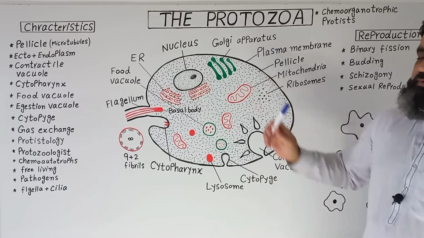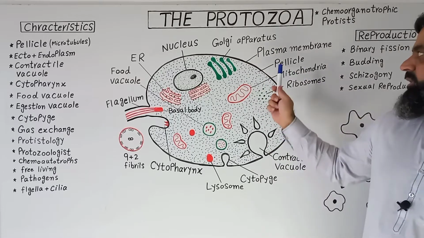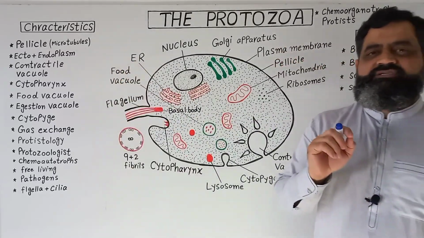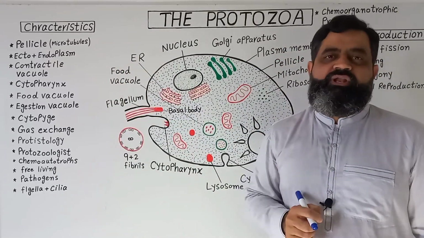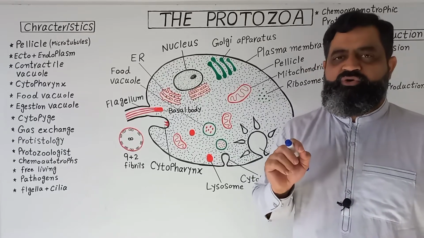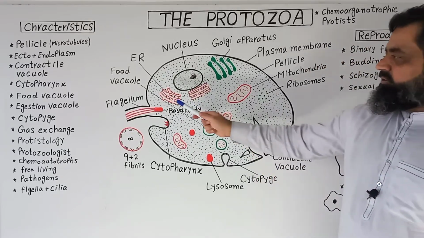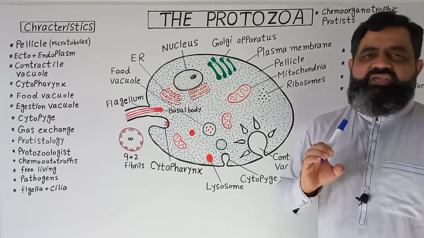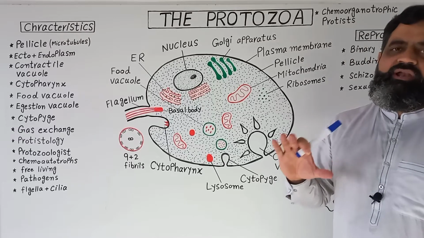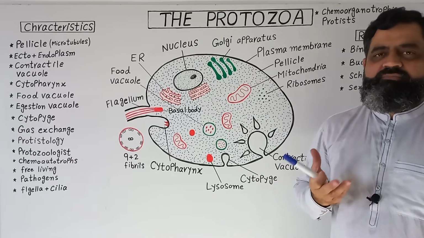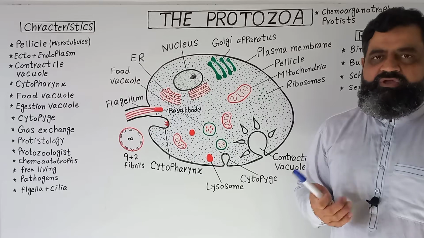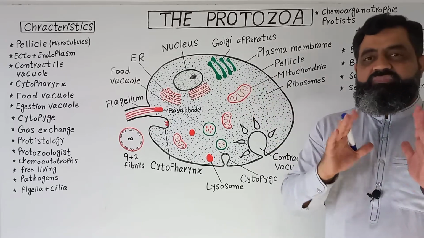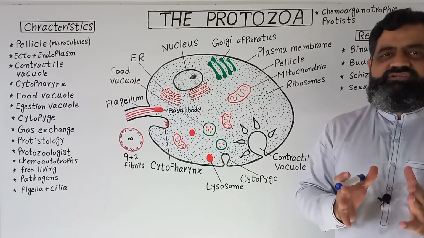Just beneath the plasma membrane, there is another layer which is known as the pellicle. Pellicle is made up of microtubules. Microtubules are specialized tubule-like structures made up of tubulin protein, which forms a layer just under the plasma membrane. This pellicle gives shape to the animal, just like a paramecium has a shape, amoeba has a shape, Euglena has a shape. But this pellicle is also flexible. It's not a very rigid structure.